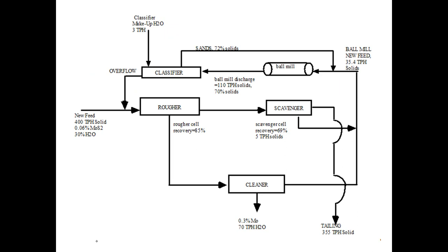Next, let's look at this combined feed into the rougher. And I say it's combined because we've got this new feed joining the overflow into the rougher. I'm just going to make a note of the streams that we've begun to characterize. But let's look at this feed into the rougher, noting that there's an 85% recovery into the concentrate. That means there's 15% lost into the tailings of the rougher, which is also the feed into the scavenger.